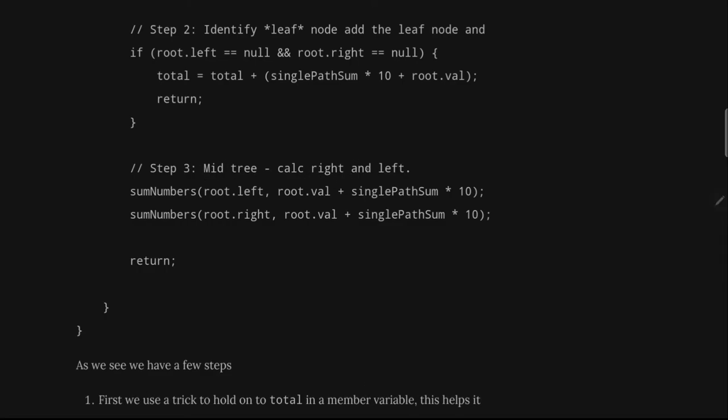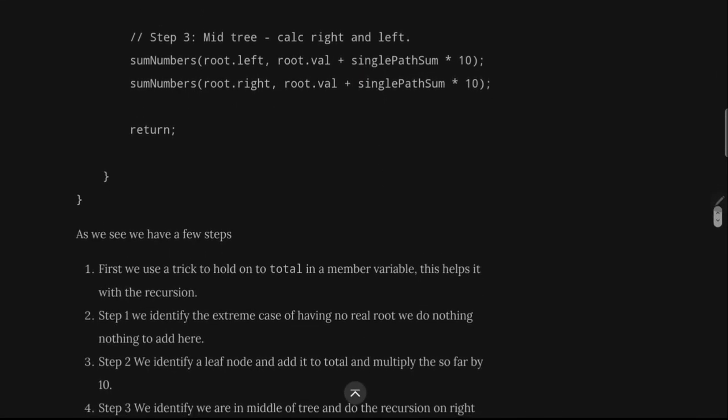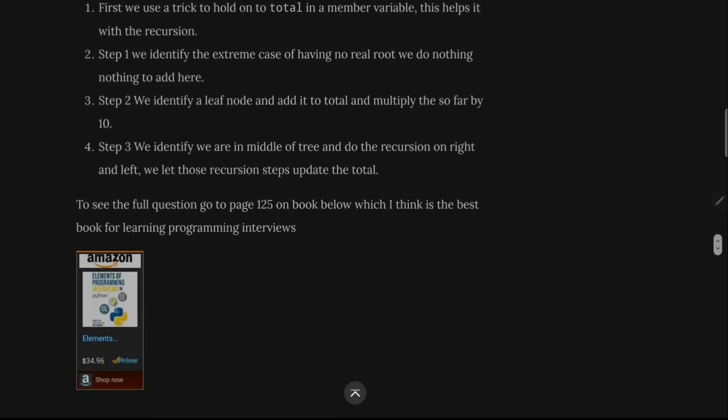Another edge case is if we're in the middle of the tree. If we're in the middle of the tree, then we are going to recursively, magically calculate the sum on the left side and the sum on the right side. When we do this, we do again this trick of taking the previous sum, multiplying by 10 and adding the current value, because whenever we add the current node value, we need to multiply by 10 the previous values. And this is it. These were the steps.